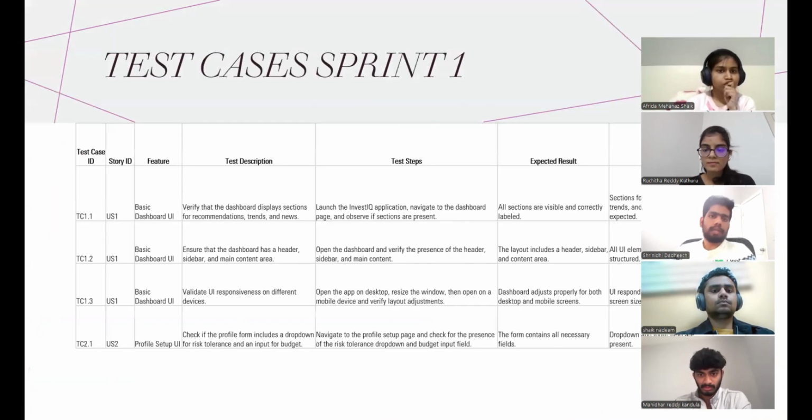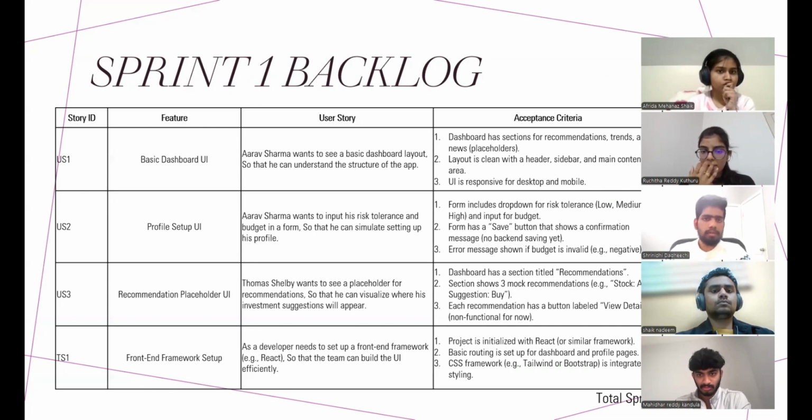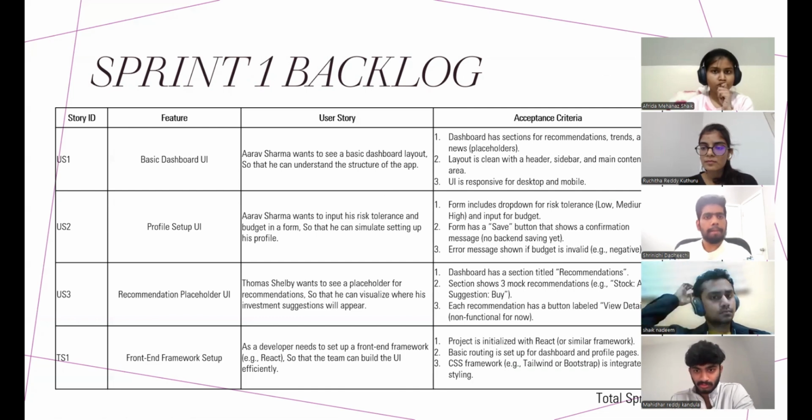We also assigned story points based on the relative complexity of the work. So the total Sprint 1 story points would be 16 for now. Further, the presentation will be continued by my friend.